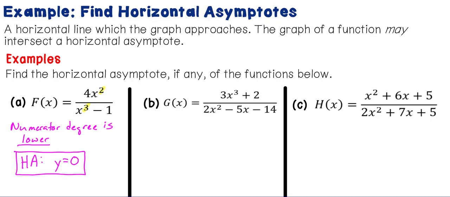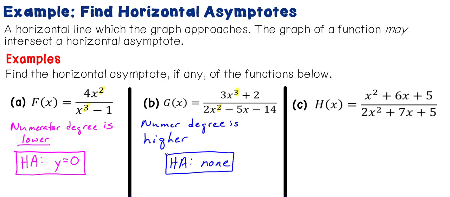Looking at the next example, the degree for the numerator is 3 and the degree for the denominator is 2. So in this case, the numerator degree is higher. And we said that if the numerator degree is higher, then there is no horizontal asymptote. So those 3 rules we went over, you really want to look at those when you're solving these.